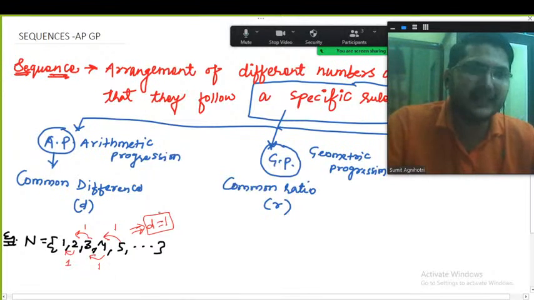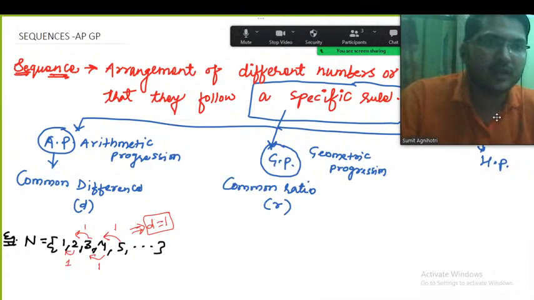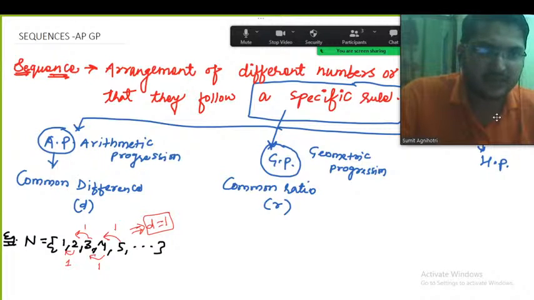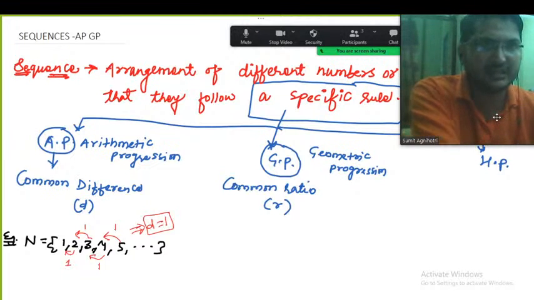What will be the exact name? AP with common difference 1 and first term 1. Got it? Yes. If you consider an AP with common difference 1 and first term 1, you will get the natural numbers. We will consider many more examples, don't worry.